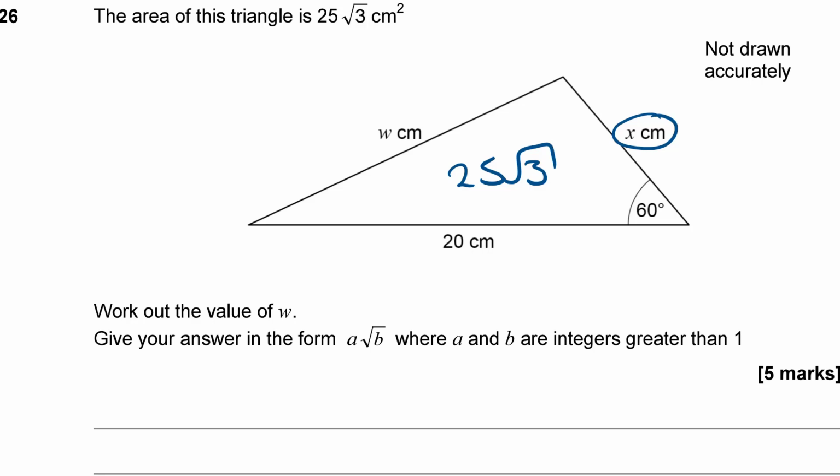But we're going to find the value of x first, using the equation for the area of a triangle that is trigonometric. So what is the trigonometric area of a triangle? We know that the area of a triangle is equal to half ab sine C, where a and b are the two sides and C is the included angle.